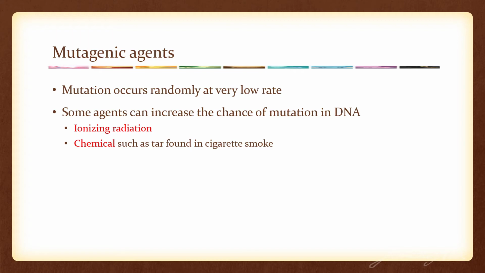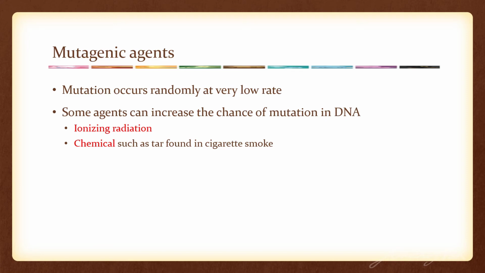You do not need to know specifically the name of the chemical, but one example that we have learned before is tar that is found in cigarette smoke. But the important thing to note is you just have to write chemical for your answer in O-level. If they ask you, what are the agents that can increase the chance of mutation? Just write chemical, do not need to be specific and write tar.